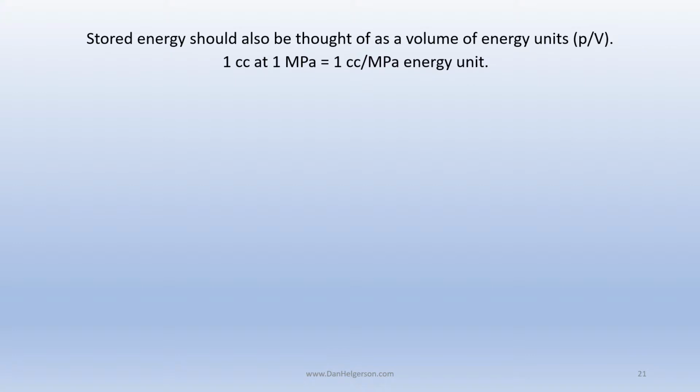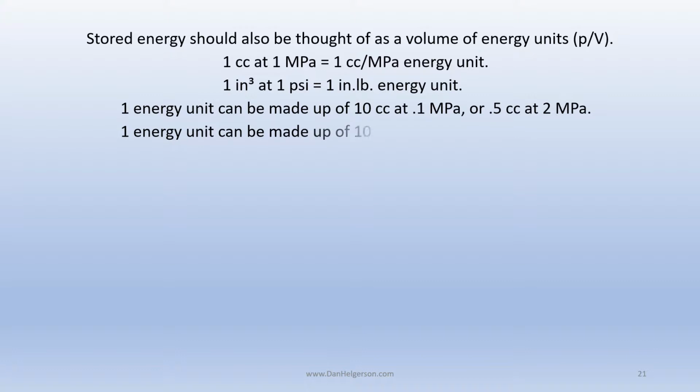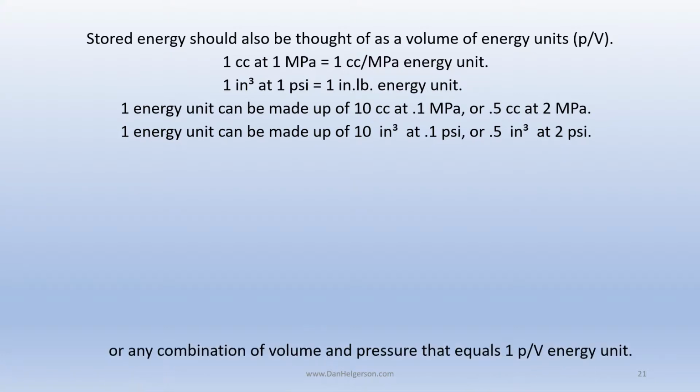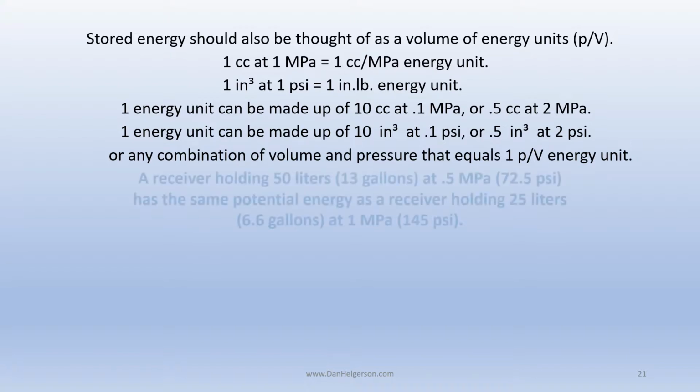1 cc at 1 megapascal equals 1 cc-megapascal unit of energy. One energy unit can be made up of 10 cc's at 0.1 megapascals, or 0.5 cc's at 2 megapascals. Or 1 cubic inch at 1 psi equals 1 inch-pound energy unit. One energy unit can be made up of 10 cubic inches at 0.1 psi, or 0.5 cubic inches at 2 psi. Or any combination of volume and pressure that equals 1 pressure-volume energy unit.